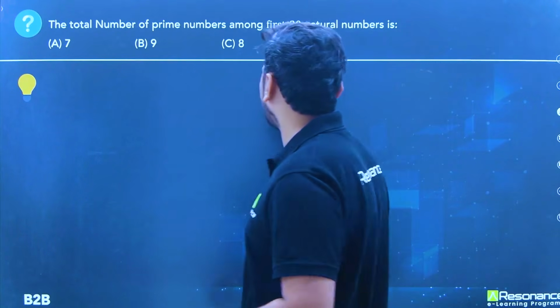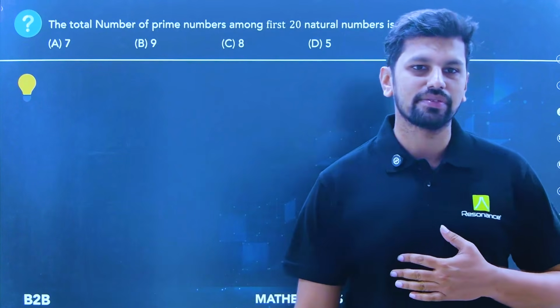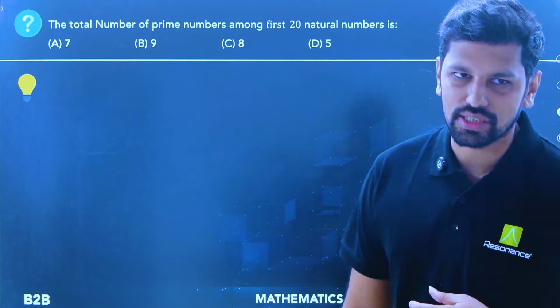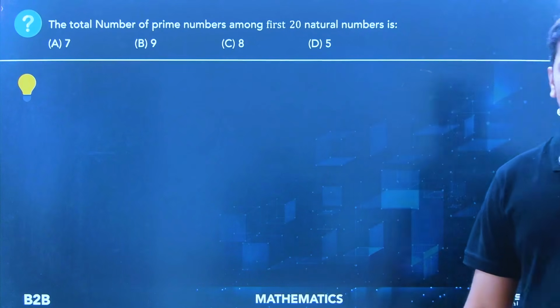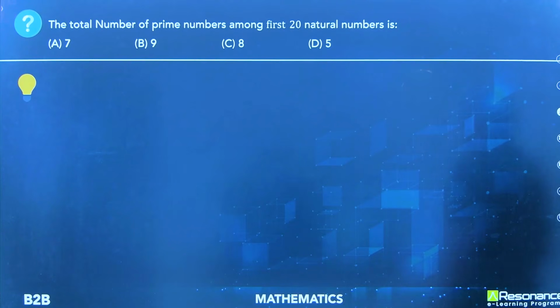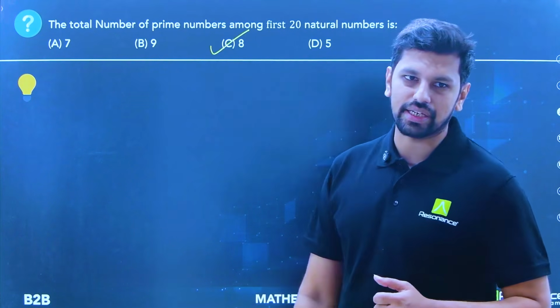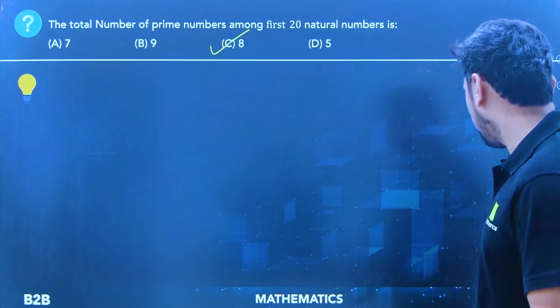Total number of prime numbers among the first 20 natural numbers. We have already done that. What is the answer? Tell me in a second. 8. 8. Very good. So the answer is simply 8. There are a total of 8 prime numbers.